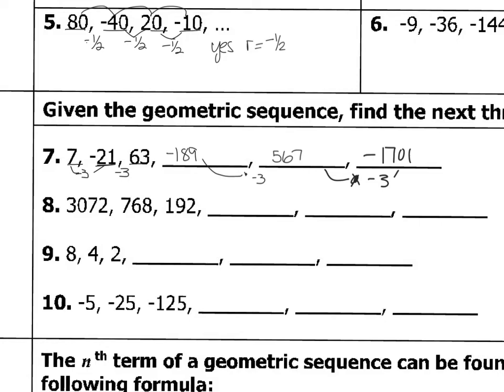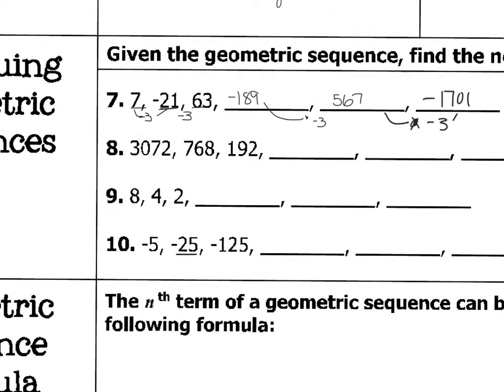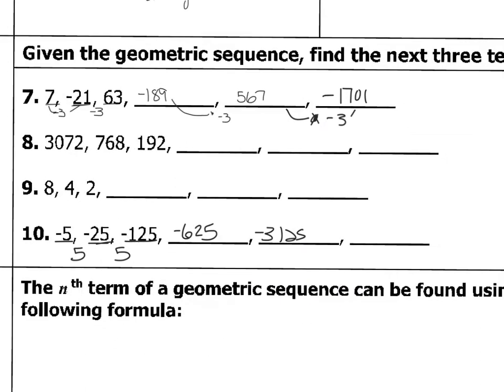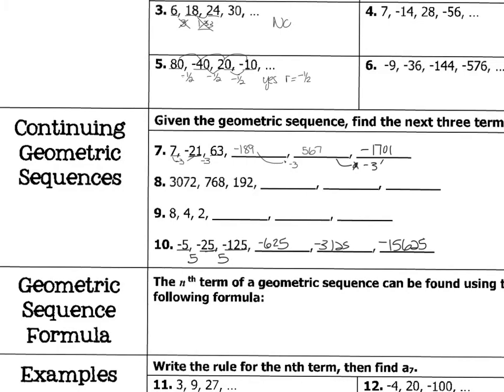Let's look at this one down here. Negative 25 divided by negative 5 is positive 5. Negative 125 divided by negative 25 is positive 5. So we're going to multiply negative 125 by 5, and you get negative 625. Multiply that by 5, you get negative 3125. And then multiply by 5 again, you get negative 15625.